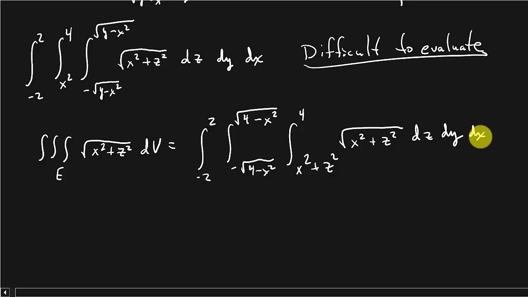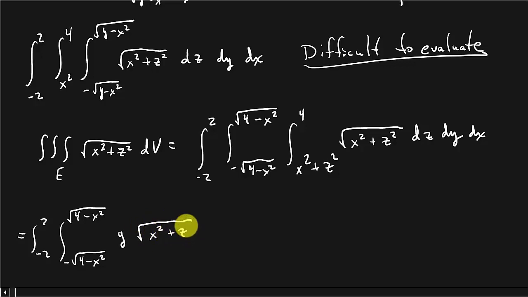Now, that's easy to do because look, you see this right here? That's just like a constant. And so this is going to give me -2 to 2 and negative square root 4 minus x squared to square root 4 minus x squared. And that's going to be what? y times square root of x squared plus z squared, right? From y equals x squared plus z squared to y equals 4, dz dx.